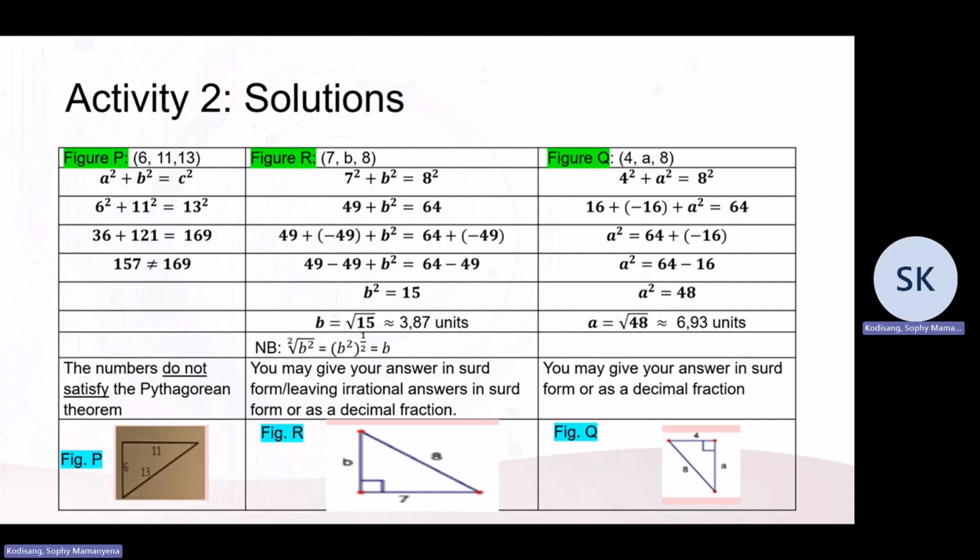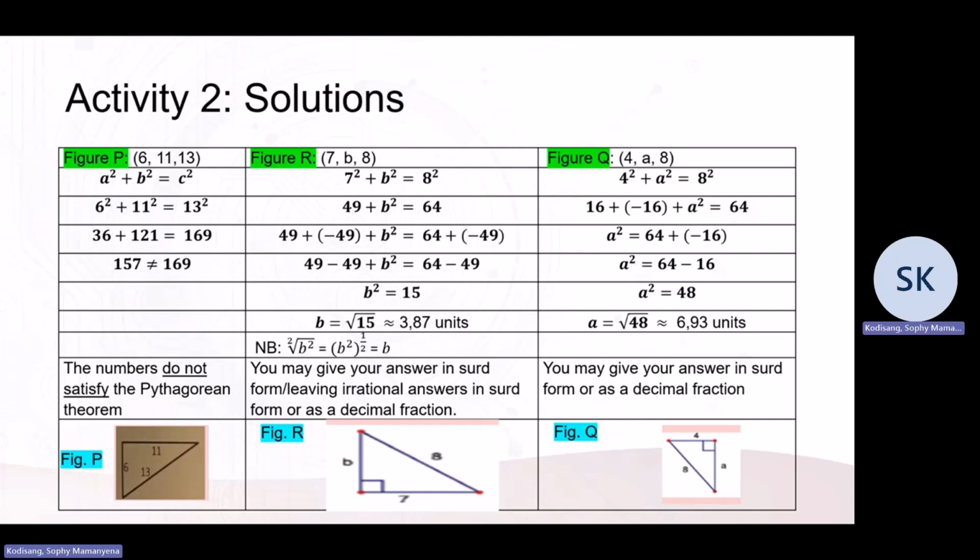When we simplify, we realize that 6 squared is equal to 36, 11 squared is 121, and when we add the 2, they give us the sum of 157. And on the right hand side, we've got 169, and immediately, because the 2 sides are not equal, the numbers do not satisfy the Pythagorean theorem or the theorem of Pythagoras.